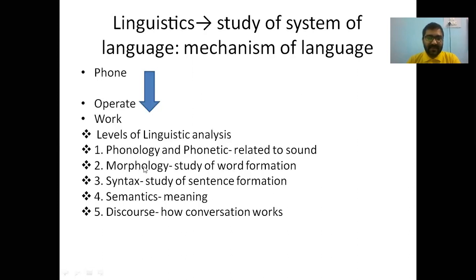Levels of linguistic analysis. There are 5 levels of linguistic analysis. First is phonology and phonetics. It is at this level that we study sounds.